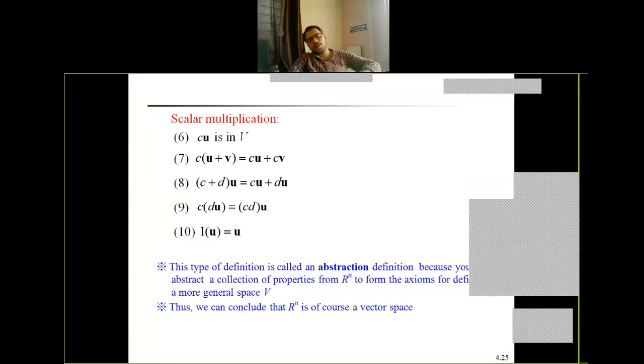In the same way, we can check properties 6, 7, 8, 9, and 10, whether they are satisfied by your space Rn. So please remember, every property which is required to be satisfied by a vector space is satisfied by this vector space Rn. That's why we call Rn a vector space. Are you getting this? Please confirm, then we will move on to the examples.